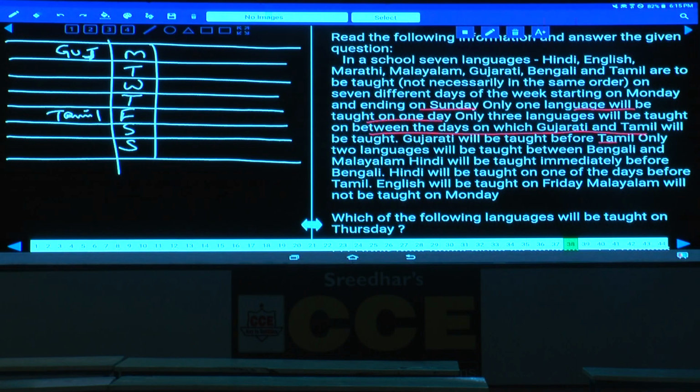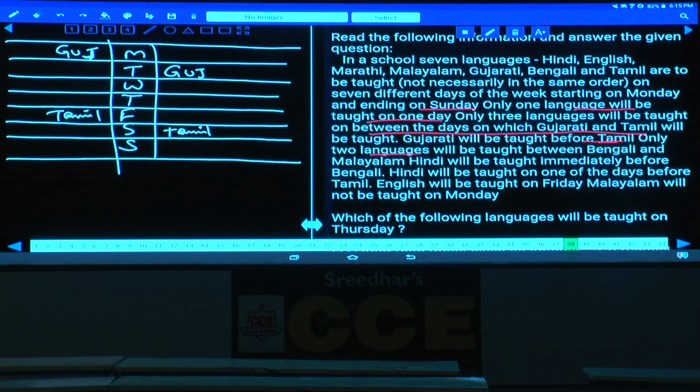And what is the second possibility? If Gujarati is on Tuesday, then 1, 2, 3 and Tamil will be on Saturday. Isn't it? Only 3 in between Gujarati and Tamil, and Gujarati is ahead of this Tamil. And one more possibility is also there. What is that one? Wednesday and Sunday. As of now, let us work out on these 2 possibilities, and if these 2 are invalid, then you can directly take Gujarati on Wednesday.